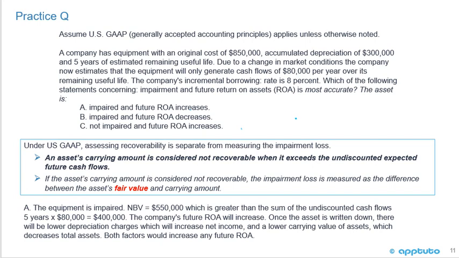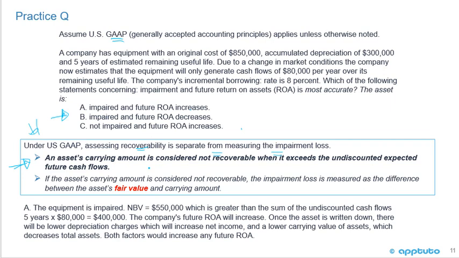Okay, nice little question. You have to do a simple calculation, but you don't even need your calculator for this one. Again, we're looking at US GAAP, and we're testing whether the asset is impaired or not. I copied and pasted the rule here. Under US GAAP, assessing recoverability is separate from measuring the impairment loss. In this one, we don't have to measure the impairment loss. We just have to test whether the asset is impaired or not.